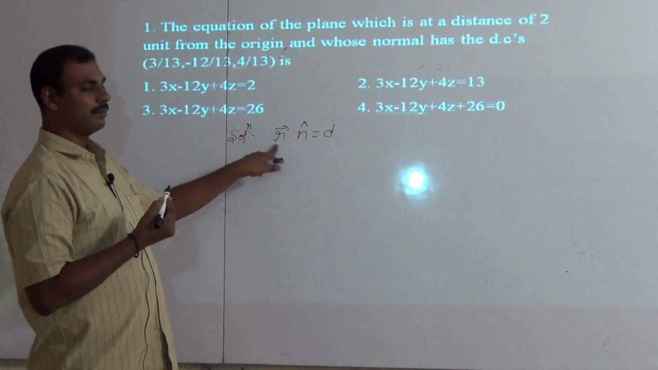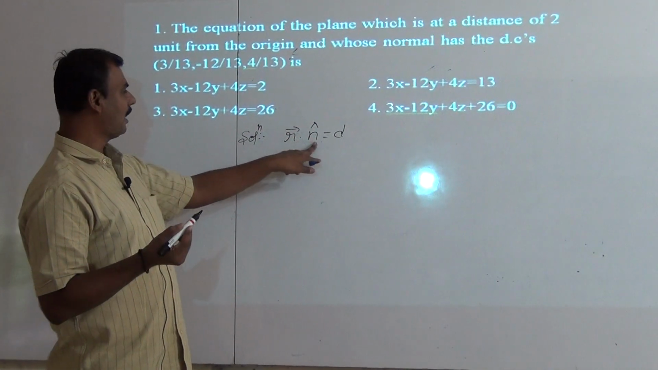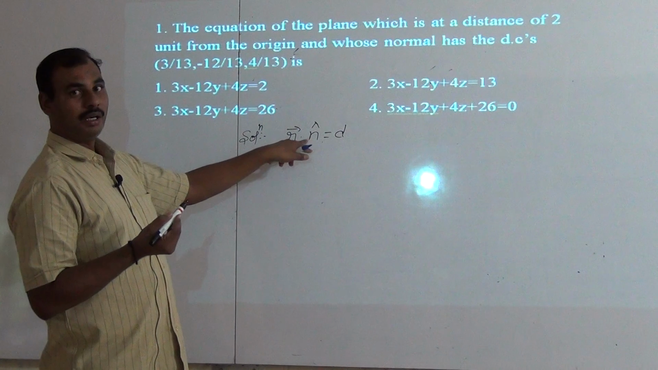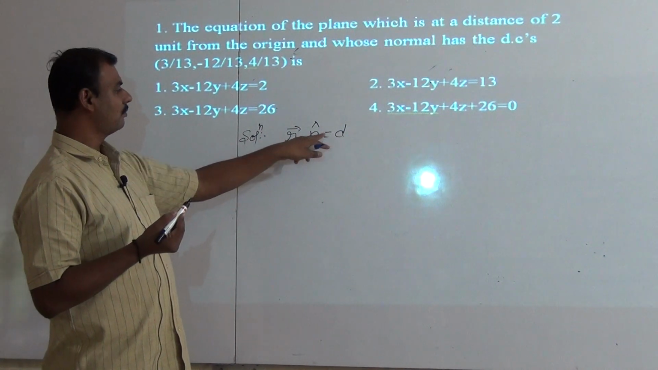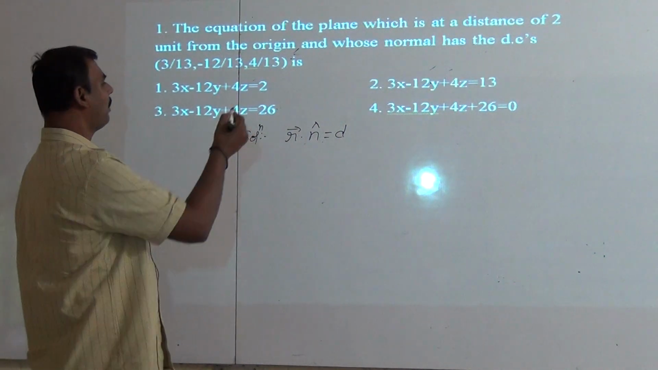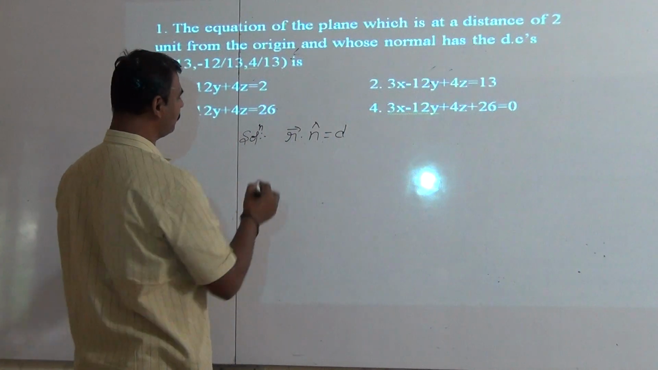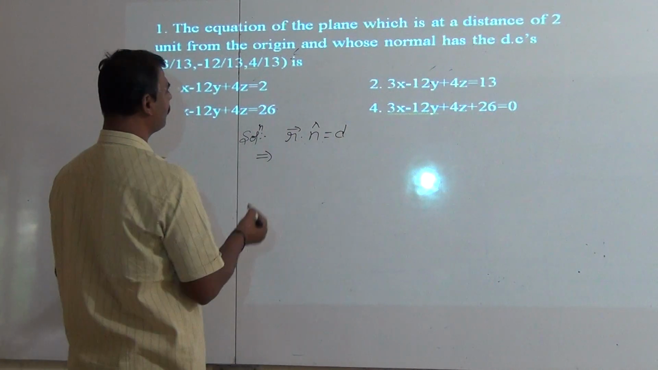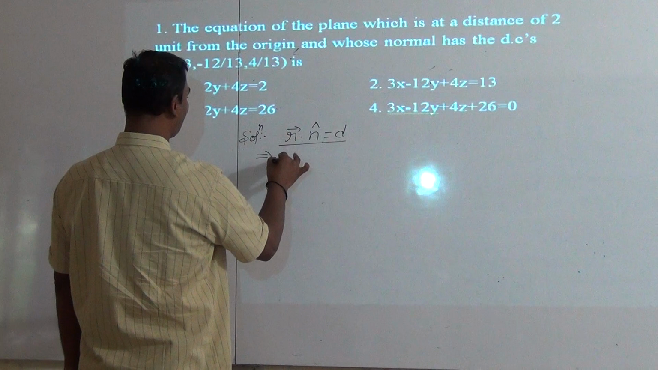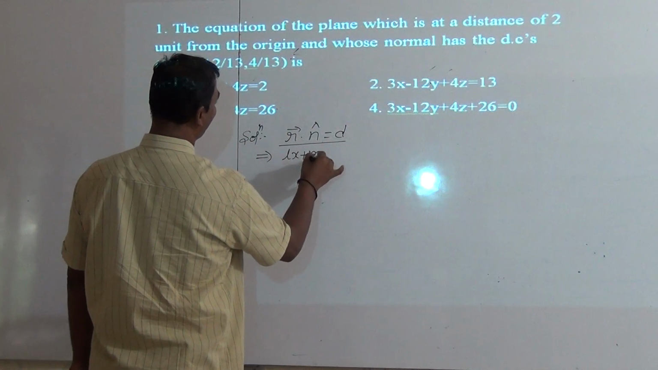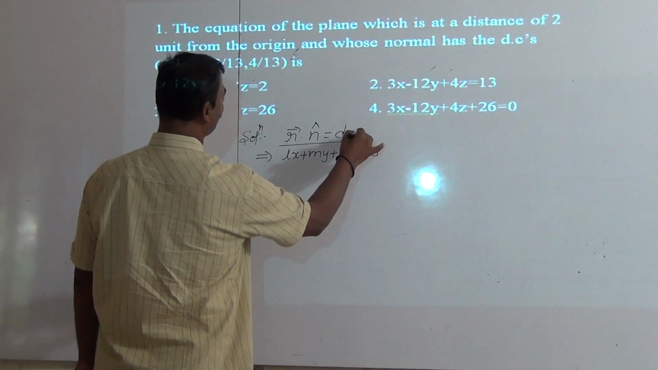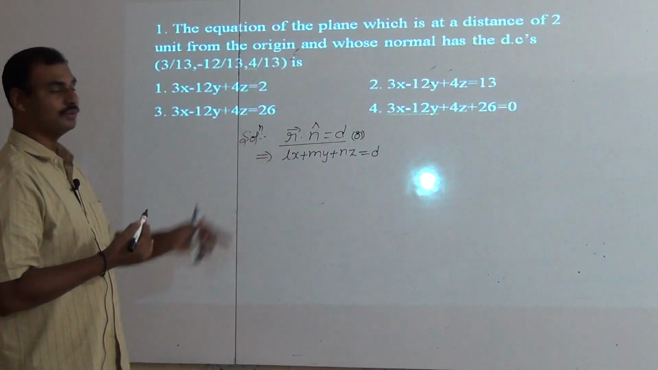What is the meaning of r bar? It is the general vector. N cap means the unit normal vector to the plane. D is the perpendicular distance of the plane from the origin. So substitute here. This is in the vector form. In Cartesian form, lx plus my plus nz is equal to d. So both are equal. We derived these two.